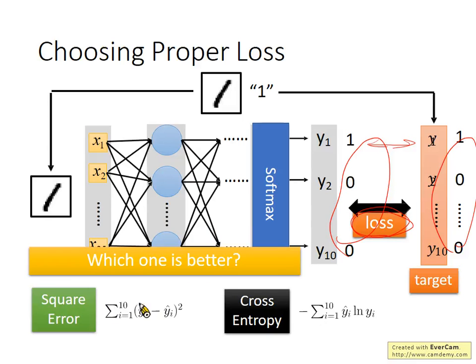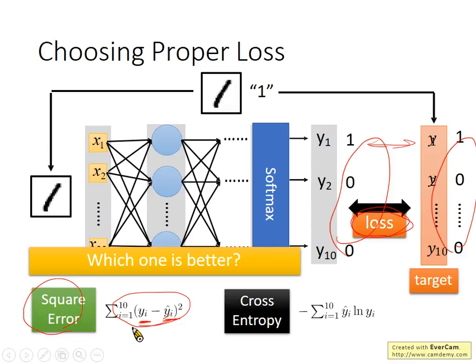The simplest way is called the square error. That means we just take the difference between the predicted result and the ground truth and sum them together to get the total square error.